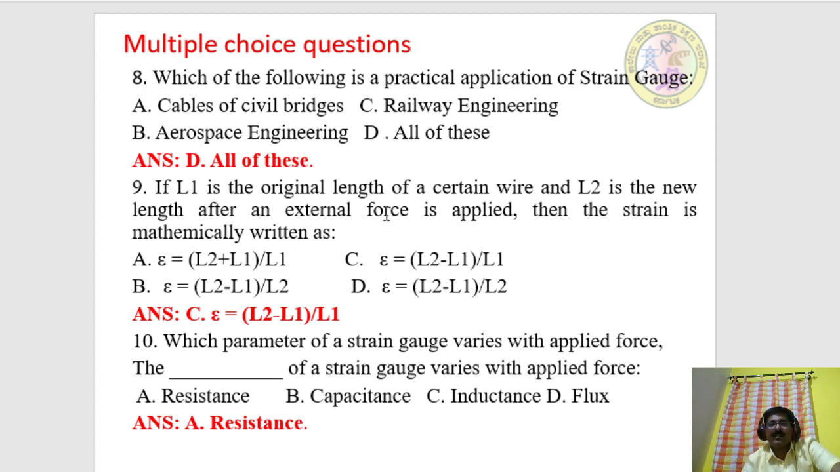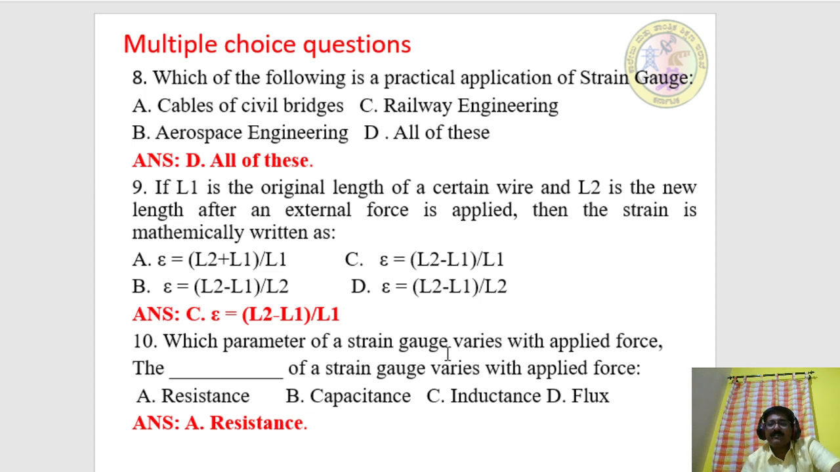If L1 is the original length of a certain wire and L2 is the new length after an external force is applied, then the strain is mathematically written as: epsilon is equal to L2 plus L1 by L1; epsilon is equal to L2 minus L1 divided by L2; epsilon is equal to L2 minus L1 divided by L1; epsilon is equal to L2 minus L1 divided by L2. The answer you well know, delta L by L. Final length minus initial length divided by initial length, it is L2 minus L1 divided by L1. Answer is C. Okay.